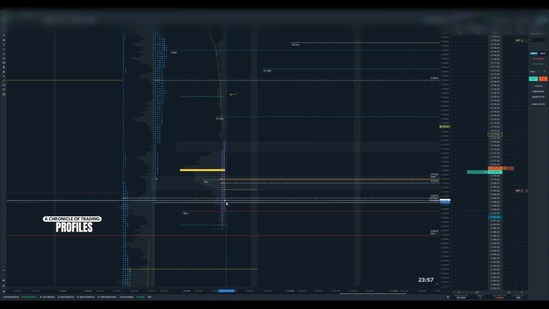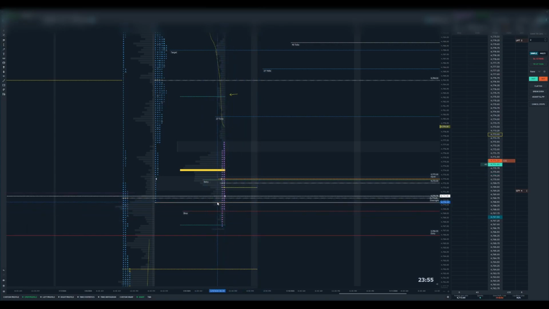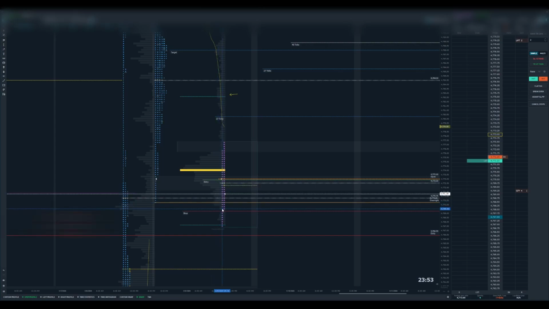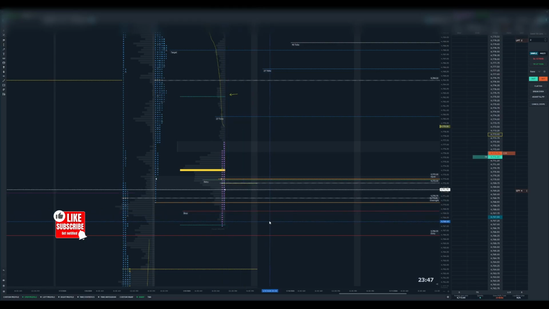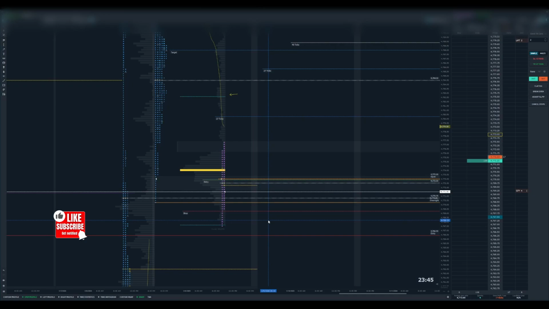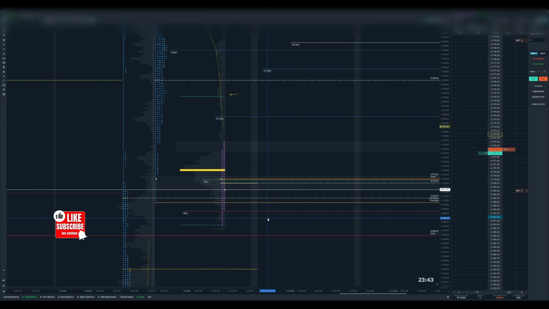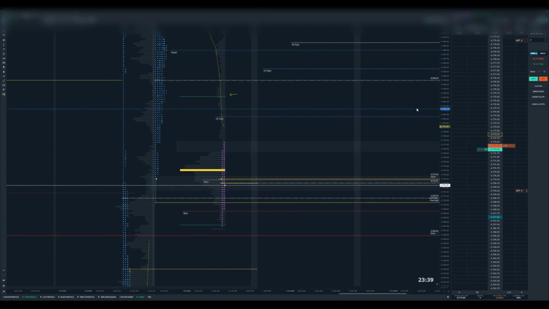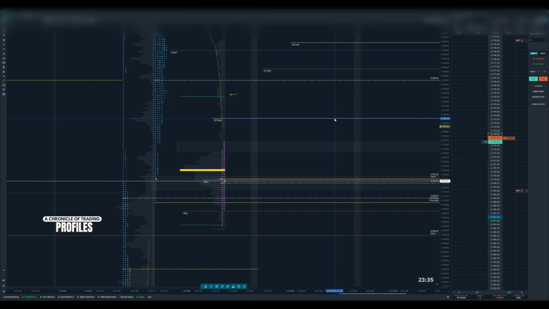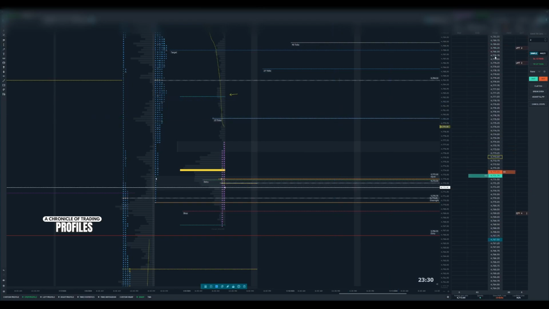Here you see him start to buy it again at the overnight low. That's that orange line. So the idea was right. I was just a little too early on my entry. Here I start adjusting the targets.